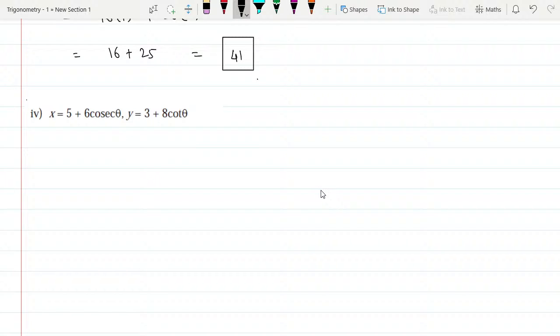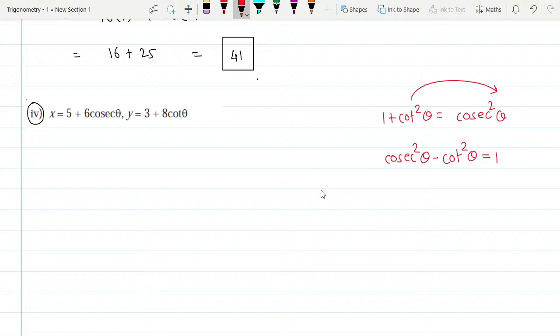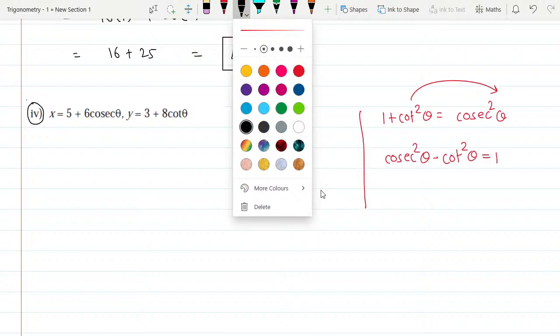Again see, the thumb rule says that if you have cosec and cot in these variables, then we can directly use our identity, which is nothing but 1 plus cot square theta is equal to cosec square theta. In this way only we can eliminate the theta from the given question. So if I take cot this side, this will be cosec square theta minus cot square theta is equal to 1. Okay, so let's try to get the cosec and cot from the given question.